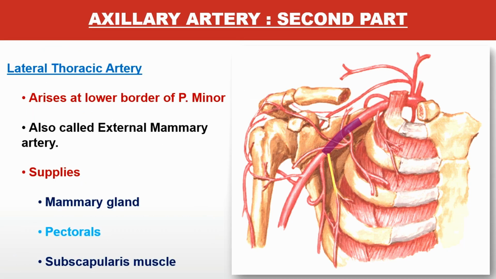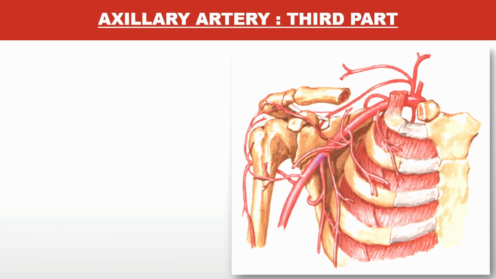Coming to the lateral thoracic, again lateral thoracic is originating at the lower border of the pectoralis minor. It will further supply which structures? The mammary gland, the pectoral muscles, the subscapularis muscle. Another name for this lateral thoracic is external mammary artery. So this can be a question in your MCQs. Coming to the third part, we have a subscapular artery.